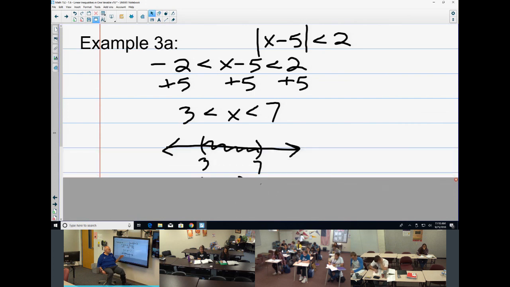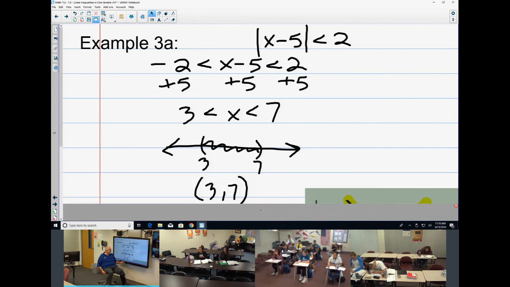So graphically, this is just showing that it's all the numbers between 3 and 7, but not including 3 and 7 because it's not or equal to. So we would use parentheses on our graph. And then as an interval form, that's from 3 to 7. All right, any questions on that?